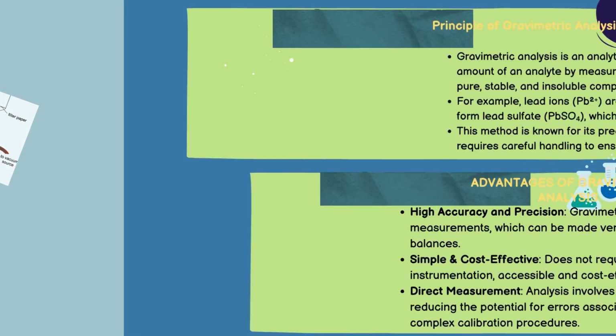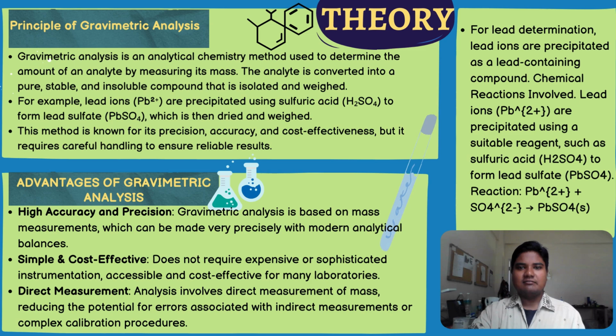This part is the theory of gravimetric analysis. First, let's talk about the principle of gravimetric analysis. Gravimetric analysis is an analytical chemistry method used to determine the amount of an analyte by measuring its mass. The analyte is converted into a pure, stable and insoluble compound that is isolated and weighed.